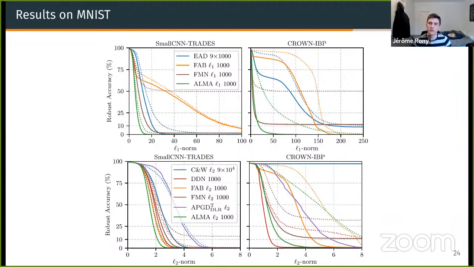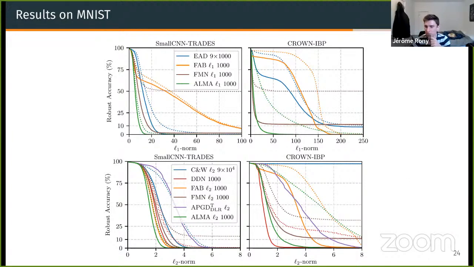Because for most models, typically FMN and ALMA will have very similar curves. There are only a few models where there are differences. For example, the CROWN-IBP on MNIST, which has very tricky, very noisy gradients, and a lot of attacks failed. For example, FAB completely misses out because it estimates a distance to the boundary that's not accurate. For L2, you have the same on CROWN-IBP. You can see that Carlini and Wagner completely fails. It doesn't even find one, I think. It's right at the top, where it's basically the original accuracy.